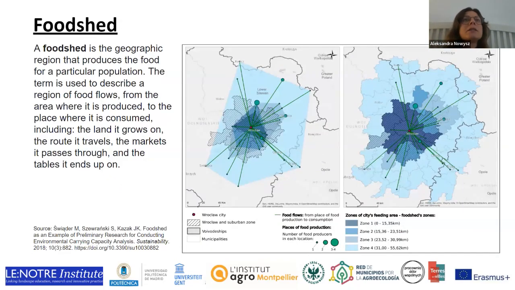And just to remind, a foodshed is the geographic region that produces the food for a particular population. The term is used to describe a region of food flows from the area where it is produced to the place where it is consumed. So when we are using the foodshed term and doing foodshed analysis, we can focus on local aspects, but we also need to remember all the links that are on the regional level, but also on a global scale. So foodshed analysis enables us to have this local approach, but also to see the whole links and connections in the region and globally.